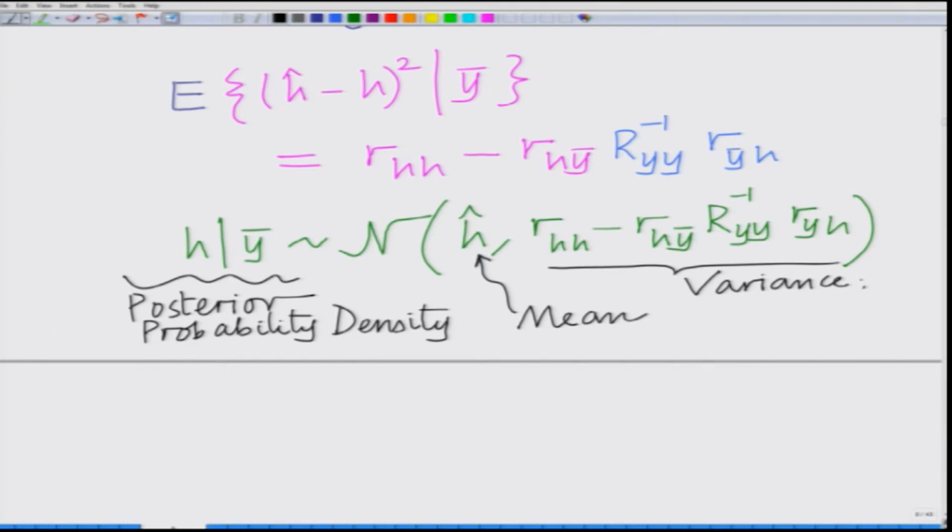Basically, what this says is, given the observation vector y bar, the true parameter h is distributed as a Gaussian with the mean centered at h hat, that is, expected h given y bar is h hat, and the variance is given by the mean squared error, that is R hh minus R h y bar times R y y inverse times R y bar h.